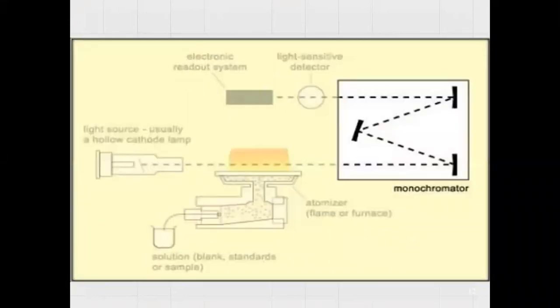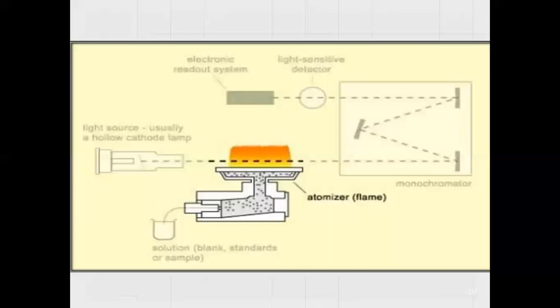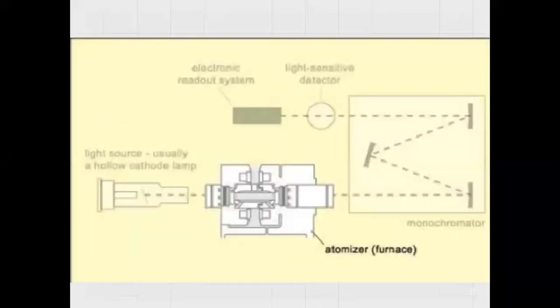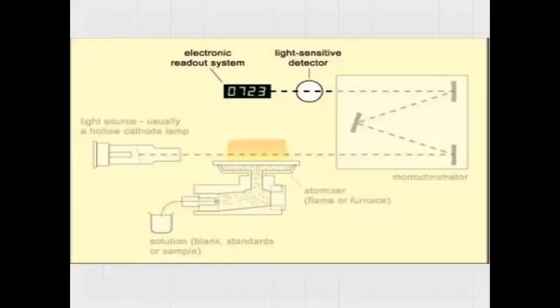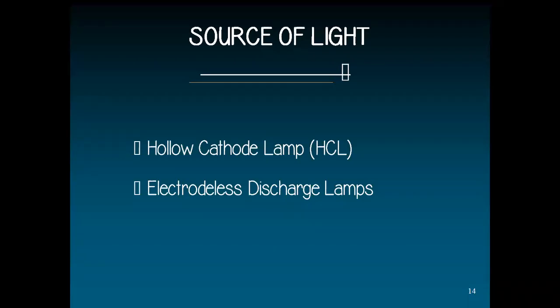And then when the radiation falls on the atomized particles, this radiation is absorbed. Now this radiation goes on to the monochromator, where it helps us to pick the correct wavelength, and then through the monochromator it goes into a light sensitive detector, which will give out a reading on the electronic readout system or on a graphical method, or just like an ECG recording we may get, depending on the type of output that we are getting. Okay, so the first and foremost requirement is the source of light in the instrument.